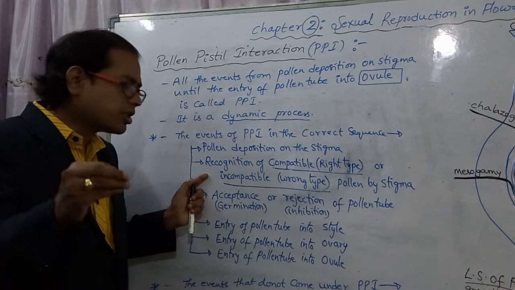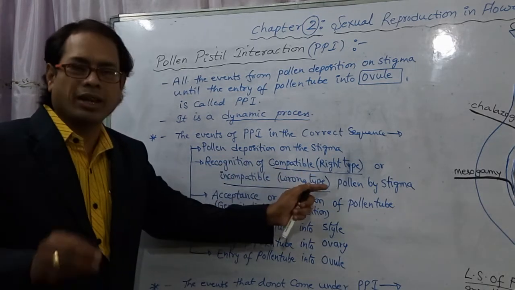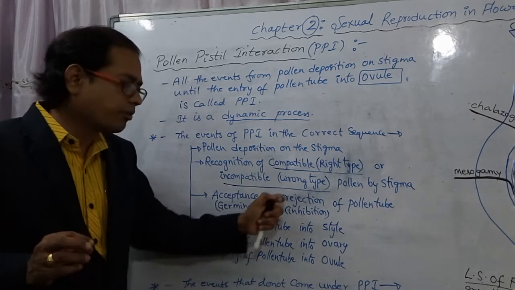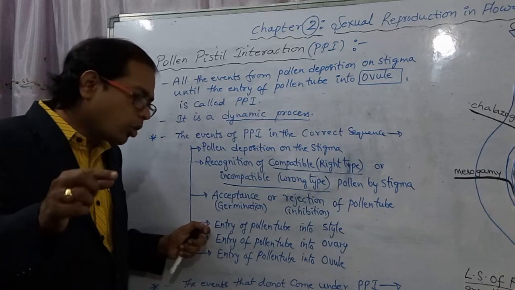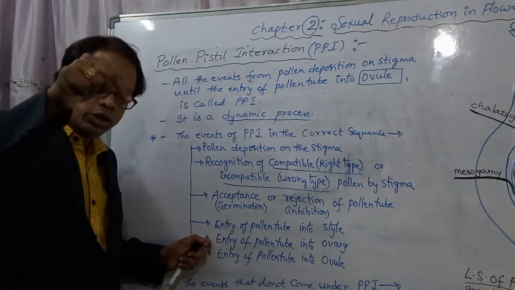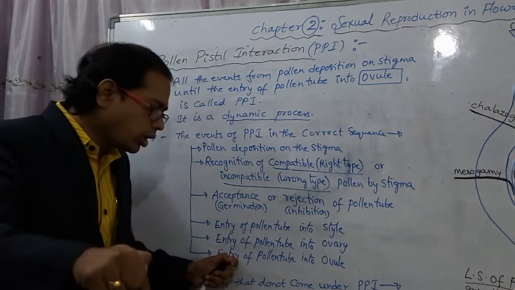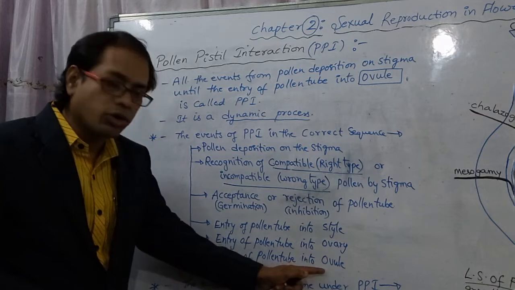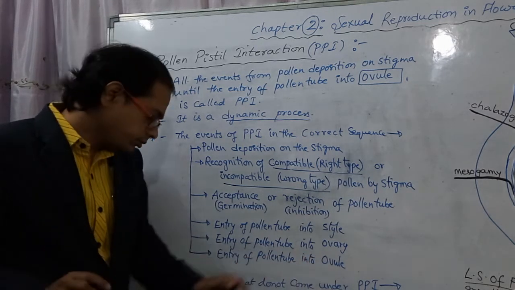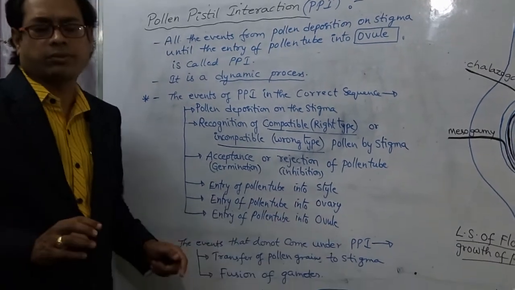Next, recognition of compatible or incompatible type of pollen grain by the stigma. Acceptance or rejection of pollen tube. Entry of pollen tube into the style. Entry of pollen tube into the ovary. Entry of pollen tube into the ovule. Here you have to say ovule only. Don't say embryo sac.